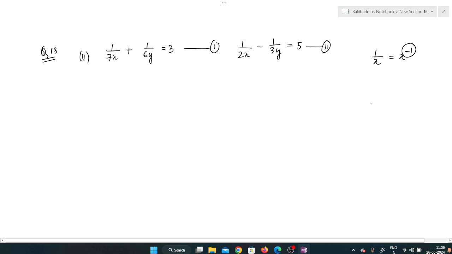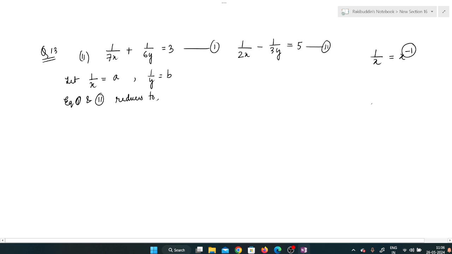So for this reason we need to reduce these equations to linear equations. So how to reduce it? For that we will consider 1 by x as a variable. Suppose we take a, and let 1 by y equal b. Now equations 1 and 2 reduce to what?